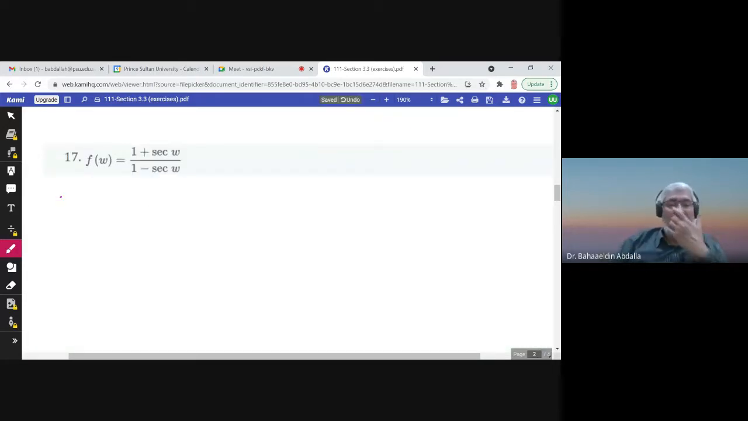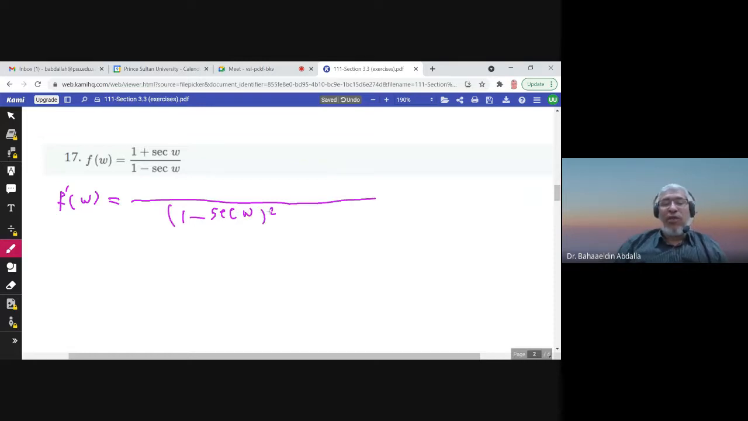Again, here the quotient rule would be used. 1 minus secant w all squared would be in the denominator. The derivative of 1 is 0. The derivative of secant w is secant tan.